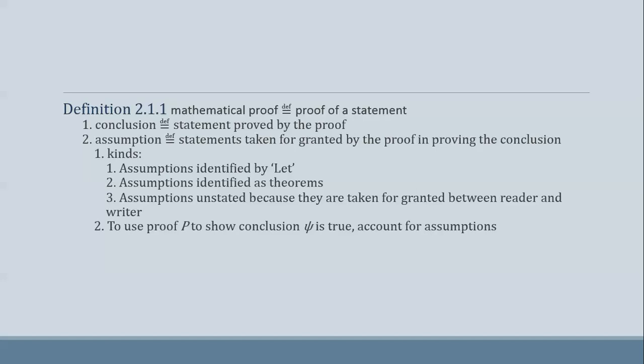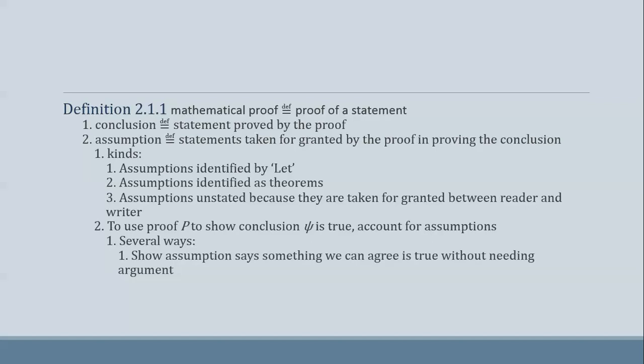You have to be able to account for the assumptions in some way, and there are a few ways to do that. Number one is just to do what we did with 3 here, right? The assumption 3 here. We just show that assumption is something that we both agree on, right? So I don't really actually need to prove it.